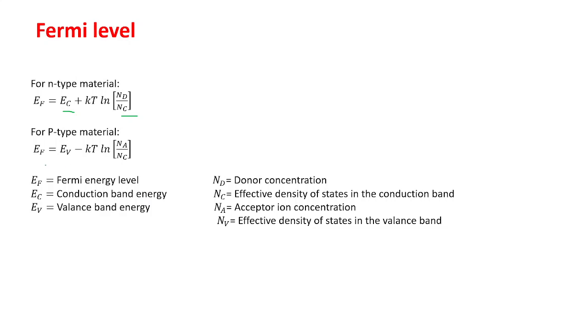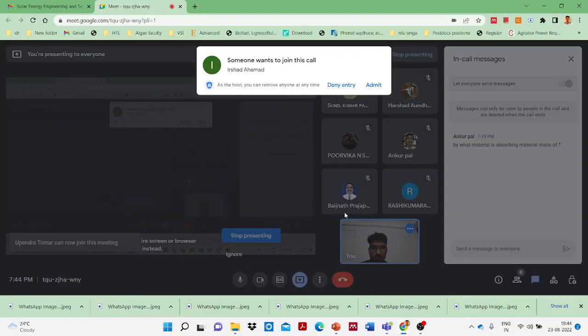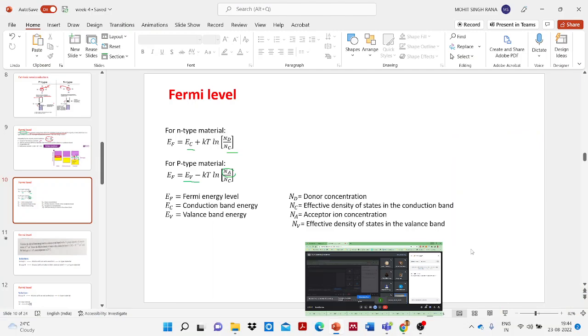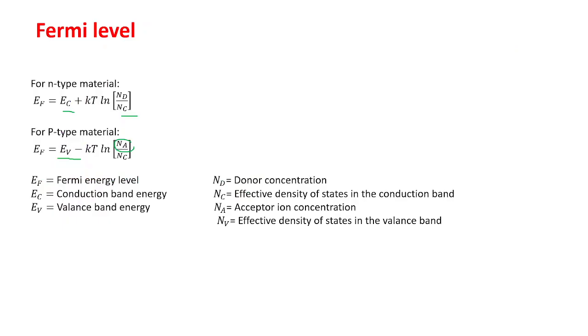Then we talk about the p-type materials. Here we look at the valence band energy and the acceptor ion concentration, because p-type material always has acceptor ions. There is one extra hole available there, so in the p-type material there is an extra hole available that can accept. So we check the acceptor ion concentration, and then the density of states in the valence band.